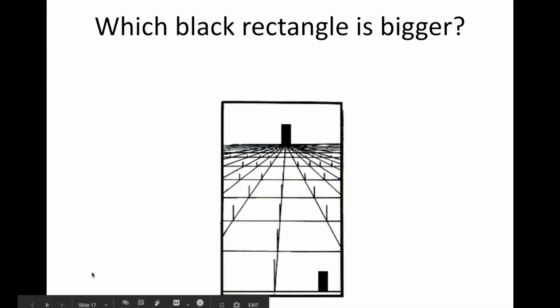Which black rectangle is bigger? Okay, so is it the one in the front or the one in the back? Slide 17, which black rectangle is bigger? Is it this one up front or is it that one in the back?